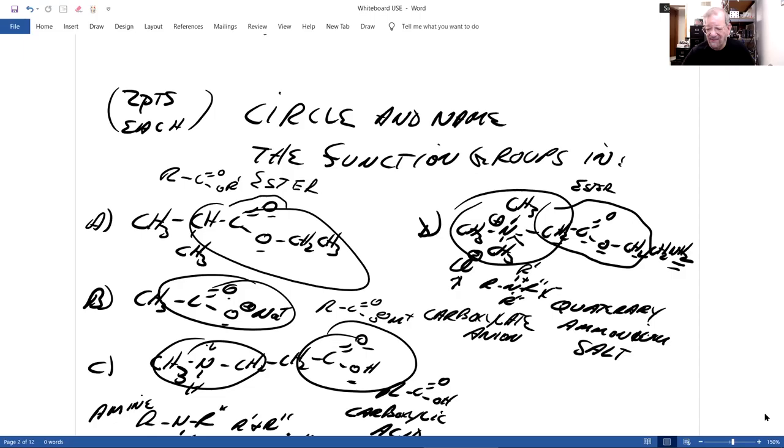And here we have carbonyl oxygen, carbons here, carbons here. This is an ester. And finally, oh look, carbon with nitrogen, it's an amine. And that's how you play that fun game, circle and name the functional group, 2 points each. All right, let's get back to chapter 11.